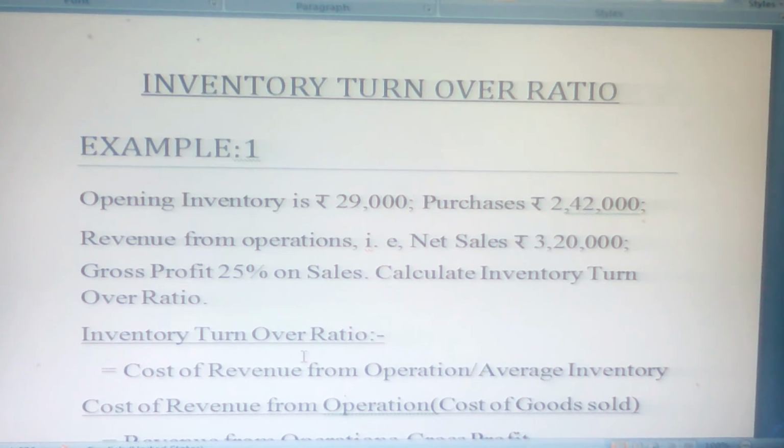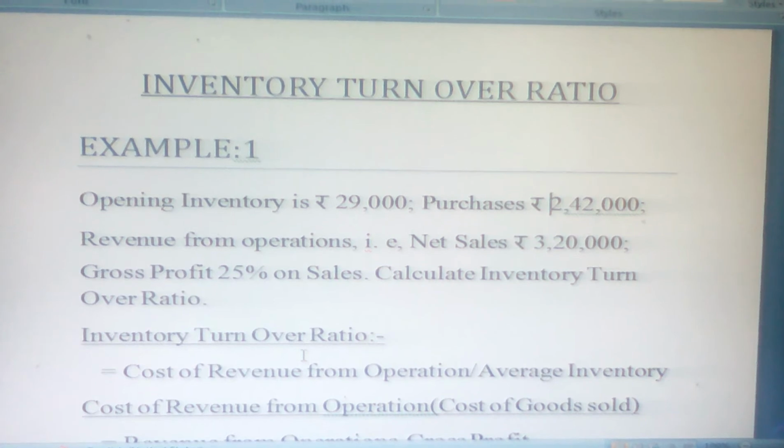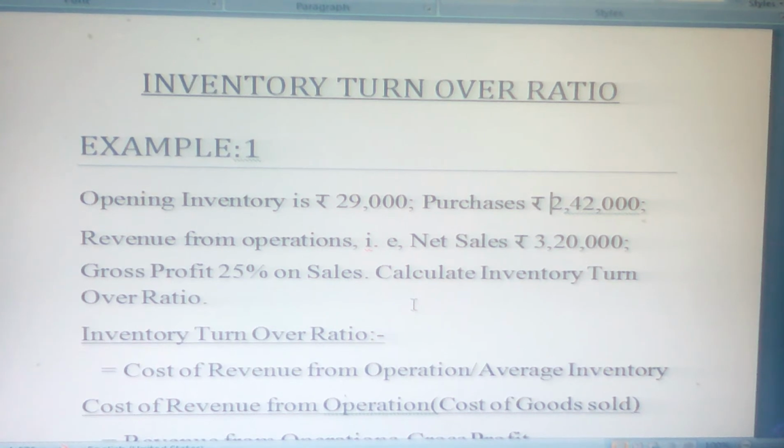Okay, let's see now inventory turnover ratio. We discuss some problems. So example 1. Here the information given: opening inventory is 29,000, purchases 2,42,000, revenue from operations, nothing but net sales, 3,20,000, gross profit 25% on sales. So be careful here. Gross profit is 25% on sales. Calculate inventory turnover ratio.